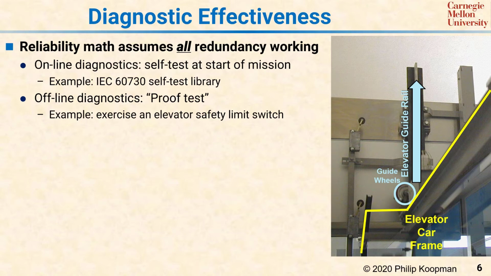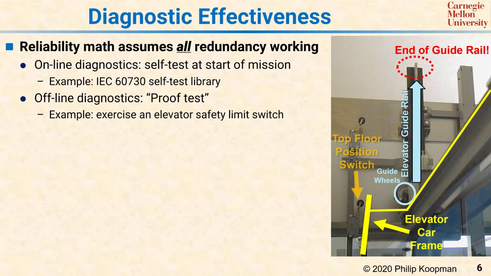However, at some point, the guide rail has to end, and it would be very bad if the elevator just popped off the end of that guide rail. The way you know the elevator won't pop off the end of the rail is that there is a metal bar attached to the car frame that hits position switches as the elevator moves. In normal operation, this bar, which is now highlighted in yellow, shoves the top floor position switch to one side, causing the computer to stop the elevator at that top floor.